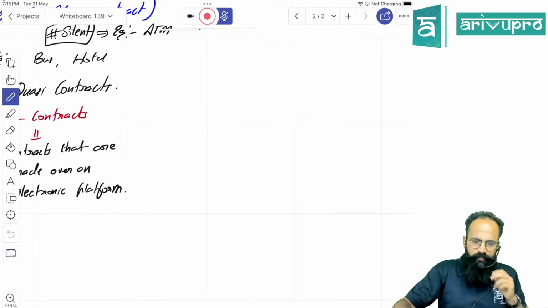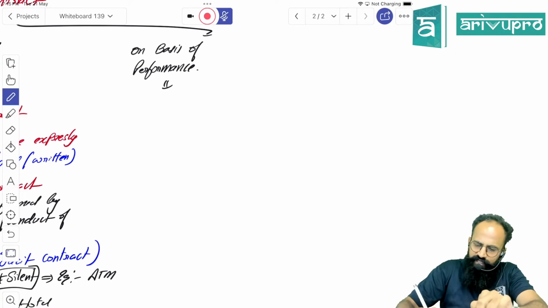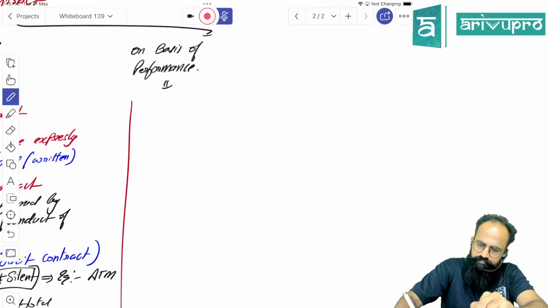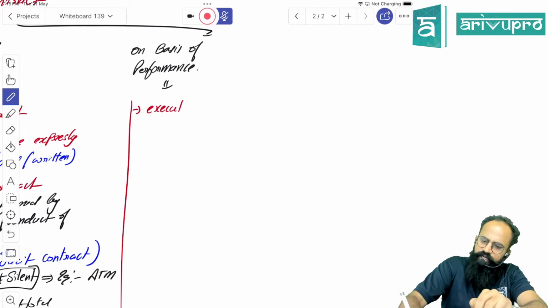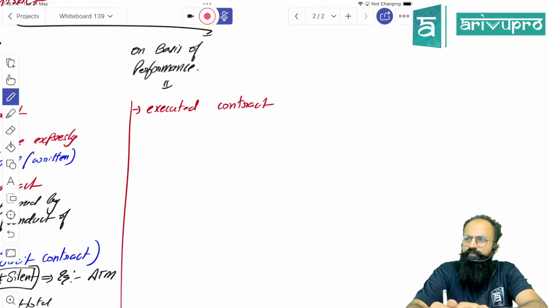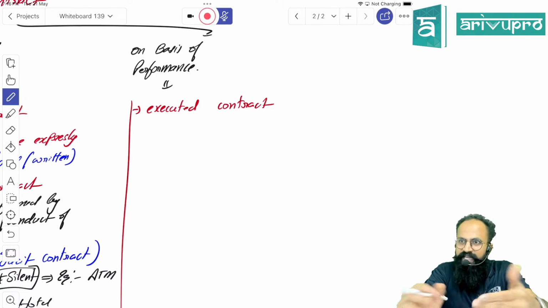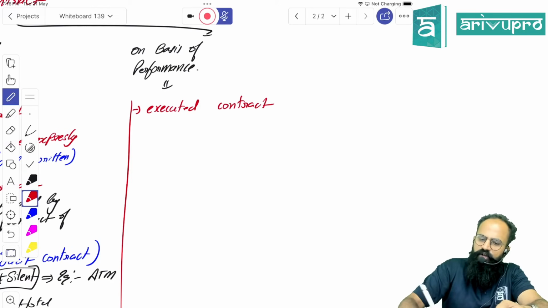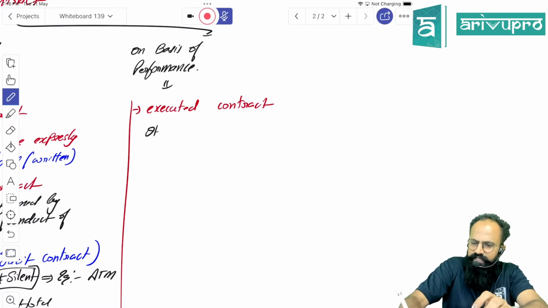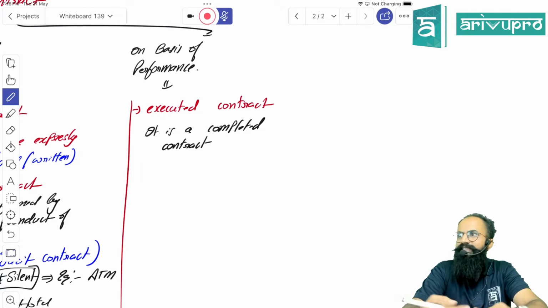Okay, the last one, on the basis of performance. On the basis of performance, a contract can be of two types. One is the executed contract. What is the difference between the words executed and executory? One is done, one is pending. Executed means a completed contract. Both parties have performed their obligations. That's called an executed contract.